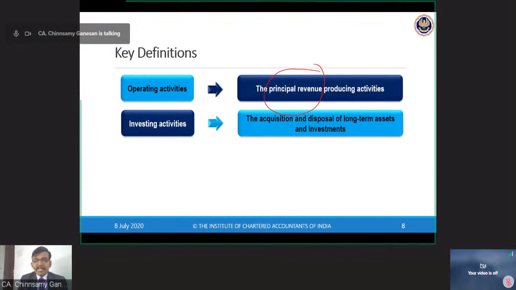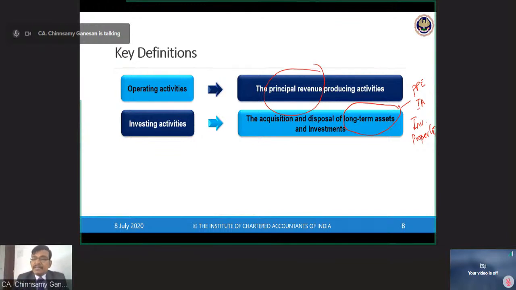What do you mean by investing activities? Acquisition and disposal of long-term assets and investments. That means I have funds. Using those funds, I am investing in long-term assets. It can be any asset, for example, property, plant and equipment, intangible asset, and even investment property. Investment property comes as part of your Ind AS 40. You will be covered that particular standard separately. So these items could be long-term assets which you are purchasing.